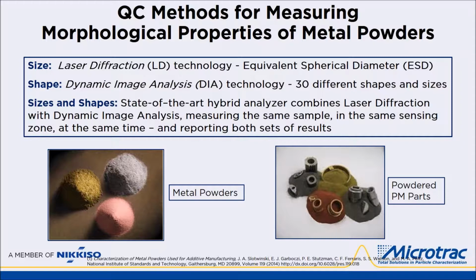Shapes are being measured by a more recent technology, dynamic image analysis, which reports some 30 different shape and size parameters. This technology has grown rapidly in the last decade for its ability to provide powder characterizations that can't be detected and distinguished by size alone, like how round, oblong, smooth, or rough the surface of the particle is. These characteristics also can have a great effect on quality.